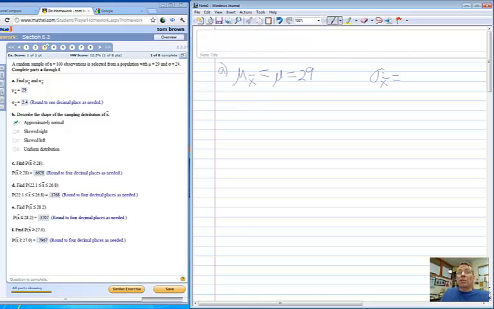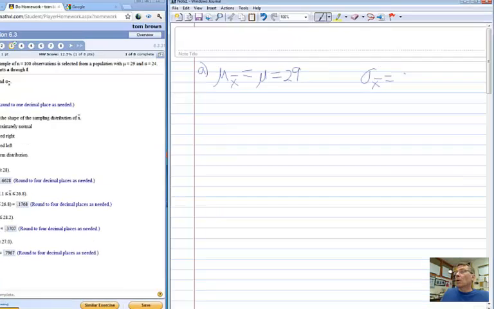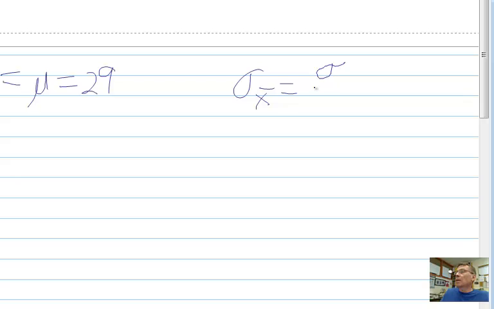We know also from the central limit theorem that the standard deviation for x bar is equal to the population standard deviation divided by the square root of the sample size. The population standard deviation is 24. The sample size is 100. If you do the calculation, you get 2.4.